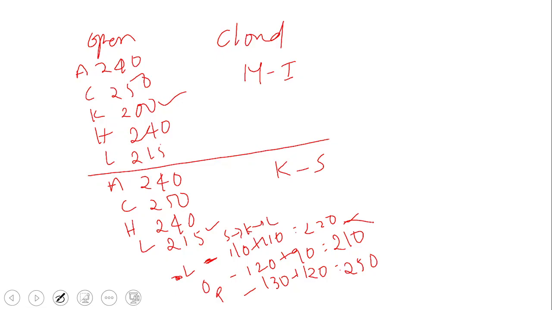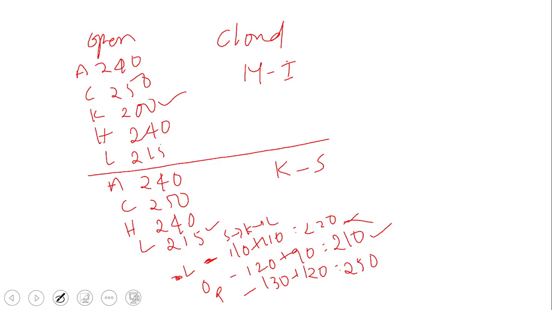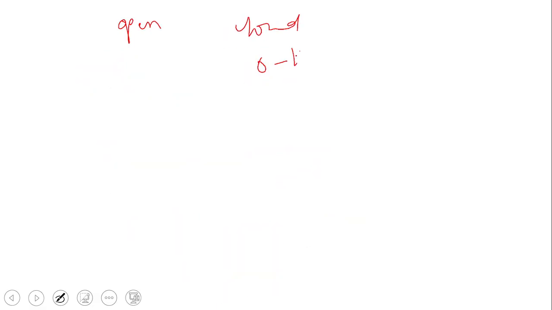A, C, H, L, O, P, which is having the minimum? O is having the minimum, 210. Now move that one from the open to the closed list. Move O. So which is the parent of O? After expanding K only we got O. So K is the parent.